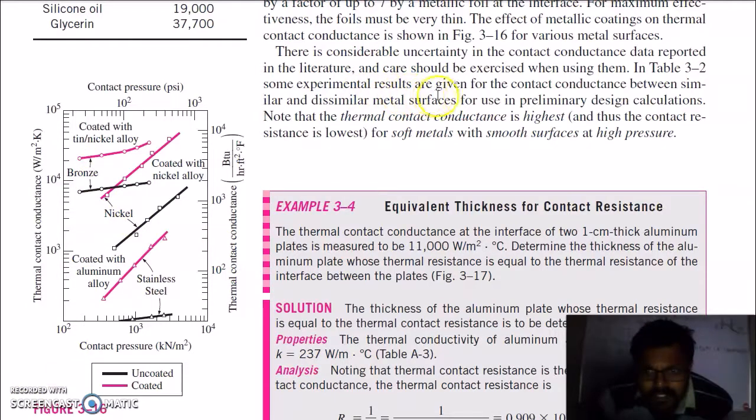So experimental results are given for conductance between similar and dissimilar metal surfaces for use in preliminary design calculations. Note that the thermal conductance is highest for soft metals with smooth surfaces at high pressure.